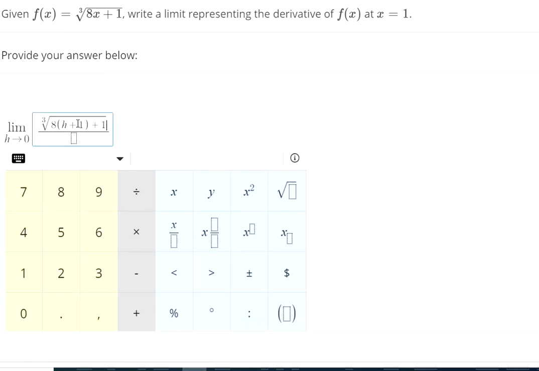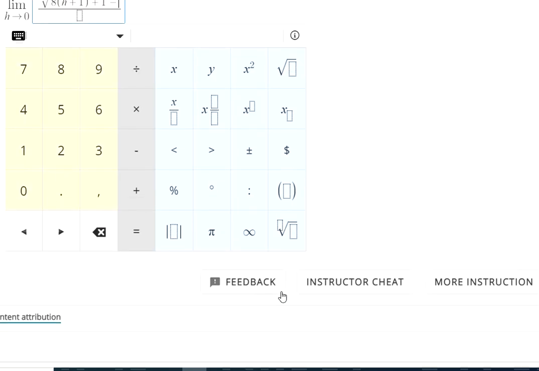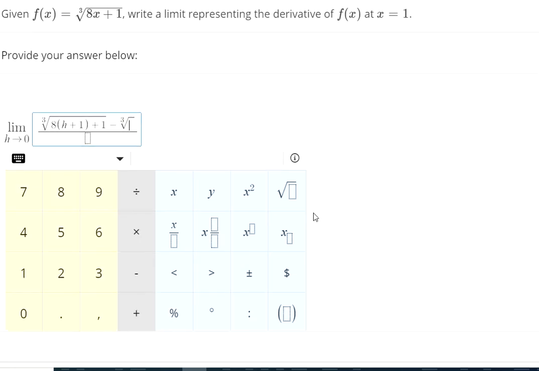I wonder if they want the actual number. So we're supposed to subtract that by what happens if you plug in 1. 8 times 1 makes 8. 8 plus 1 makes 9. And we need the cube root of 9. Let's see if it just lets us do that. So cube root of 9.